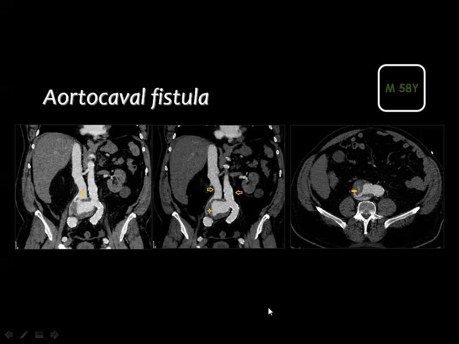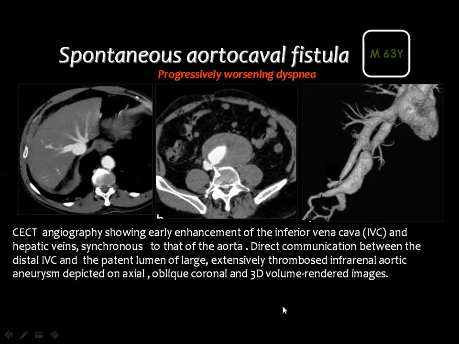And I have mentioned in the lecture of the portal venous system, if you look at the segment of the IVC in the liver, and you see that this segment is simultaneously opacified with the aorta in the arterial phase, then you think of passive hepatic congestion due to cardiac problems. But lower down in the abdomen in the retroperitoneal area, if you see simultaneous opacification of the aorta and the IVC, think of the presence of a fistulous communication lower down.